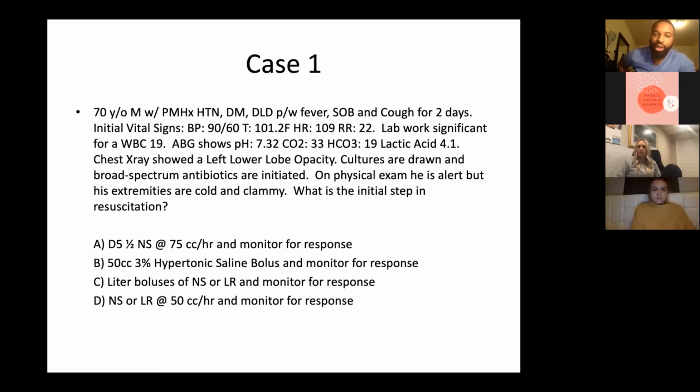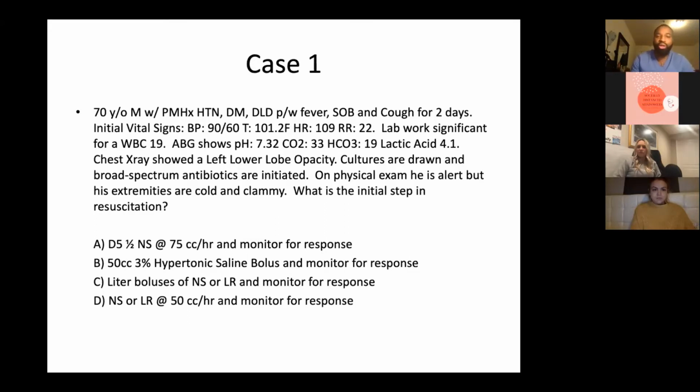The arterial blood gas shows a pH of 7.32 with a CO2 of 33. It has a bicarb of 19. Lactic acid is 4.1. The chest x-ray was done. It shows a left lower lobe opacity. Cultures are drawn, and broad spectrum antibiotics are initiated. On physical exam, he is alert, but his extremities are cold and clammy. What is the initial step in resuscitation?